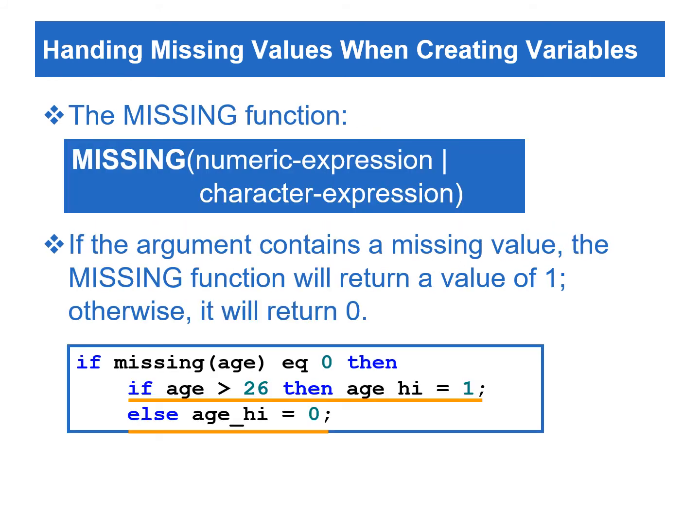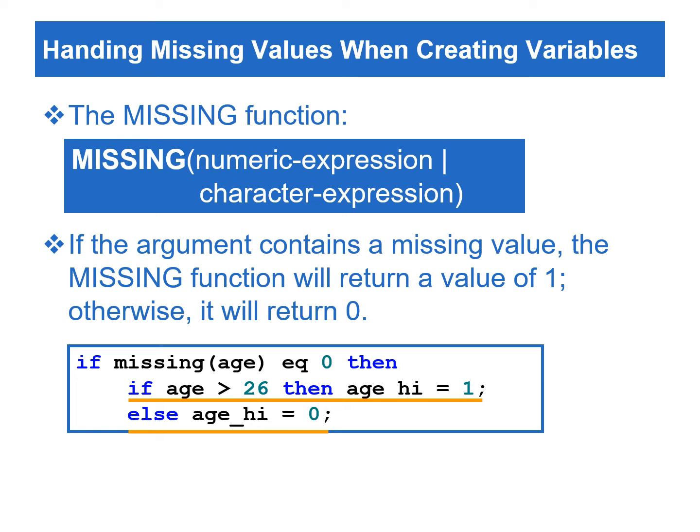We can also use the missing function to check whether its argument contains any missing values. The advantage of using the missing function is that we don't need to know whether its argument is character or numeric. If the argument contains a missing value, the missing function will return a value of 1, otherwise, it will return 0. Thus, we can create the age_high variable by excluding observations with missing age observations.